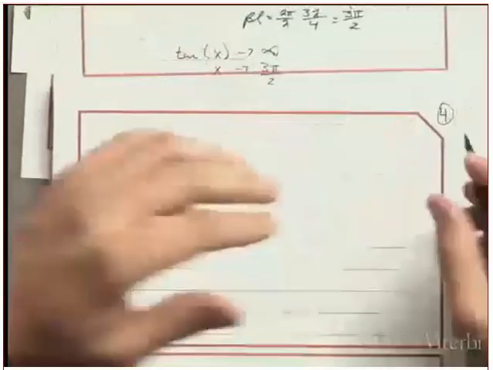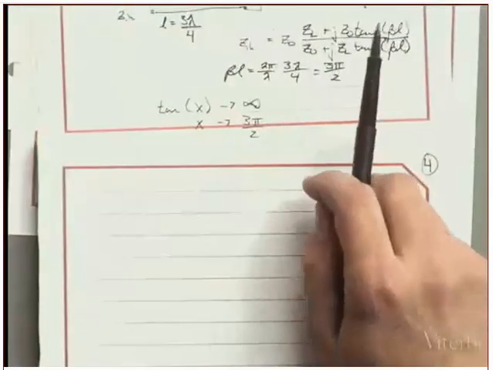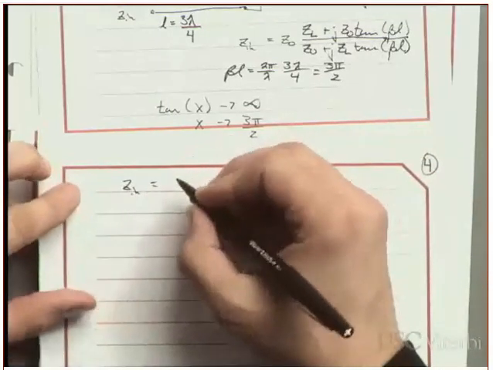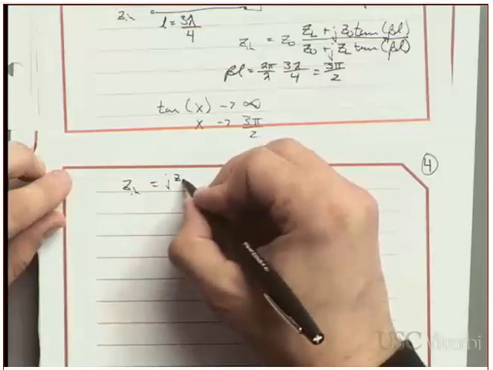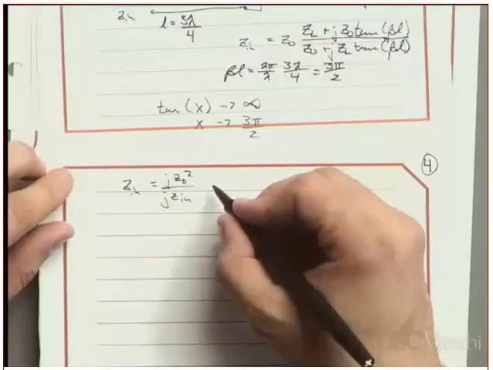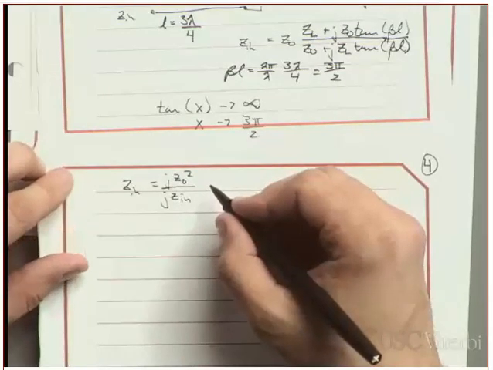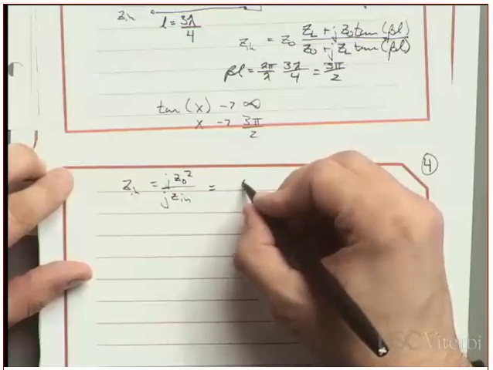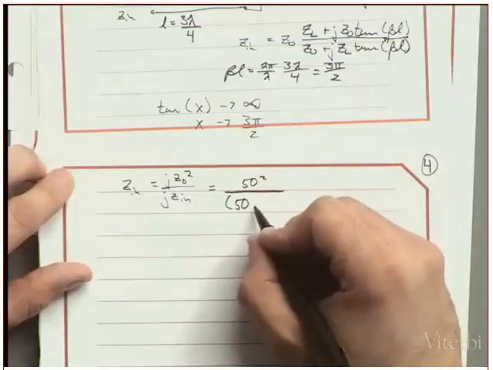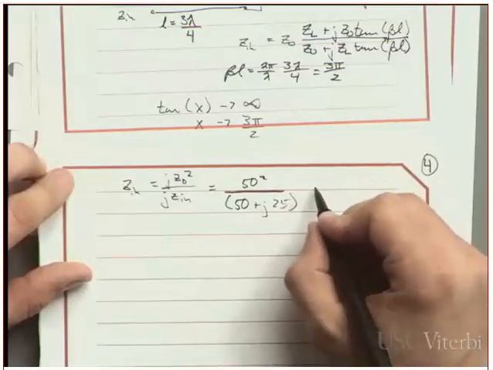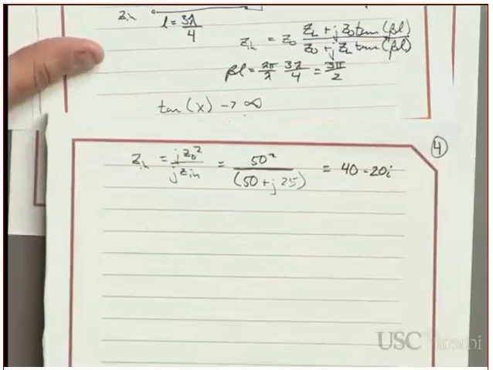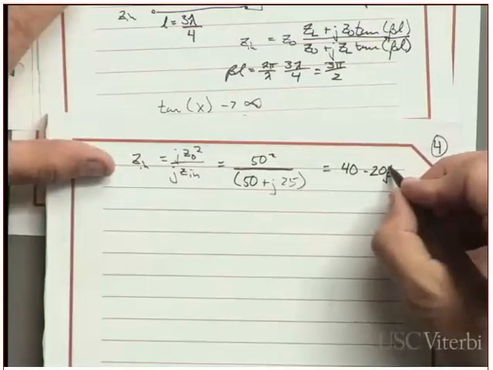But what happens to this equation is basically you're just left with the imaginary part. So this goes to infinity, this goes to infinity, and so you're just left with my Z in now being basically j Z naught squared over j Z L. And the j's cancel, and you're left with, for this particular case, 50 squared over 50 plus j25. And that means that my input impedance, once I work this out, is 40 minus j20. Or, I'm sorry, j. Let's stick with j.